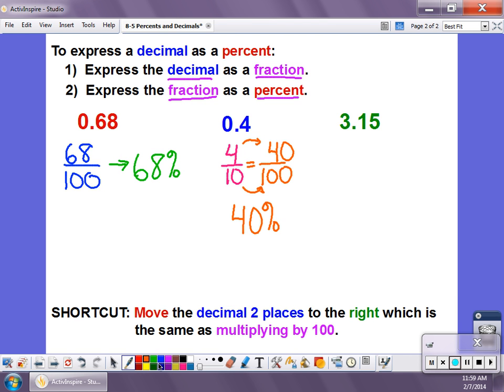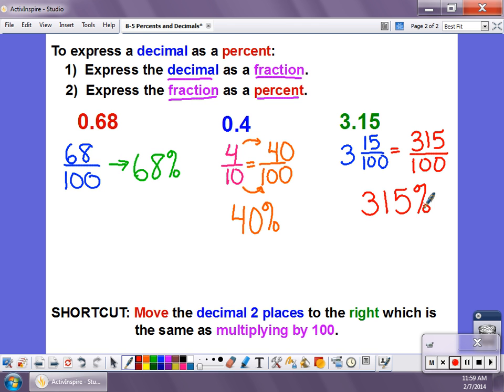And one more. We've got 3 and 15/100. 3 and 15/100 is going to look like this. Well, if I need to change this into a fraction, I need to go from my mixed number into an improper fraction. So 3 times 100 gives me 300, plus 15 means I'm going to have 315 over 100. 315 over 100 is going to be 315%. Okay. Now mathematically, that's what we did. Again, there's a shortcut for this one too. Let me show it to you.